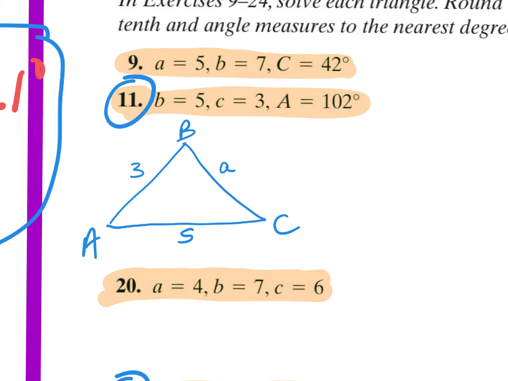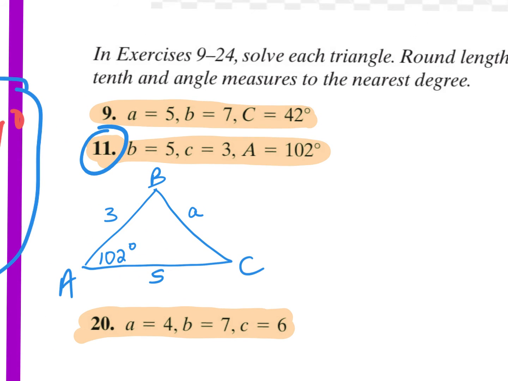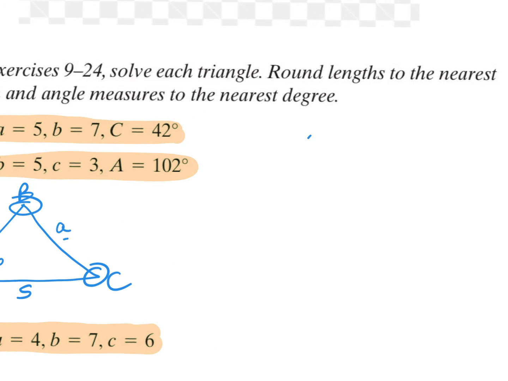What angle measures do I know? I know that angle A is 102 degrees. Do I know what angle B is? No. Do I know what angle C is? No. So let's talk about the stuff that we're trying to find. We have to find 3 things. We have to find angle B, angle C, and side A. So I'm going to write down what we need to find.